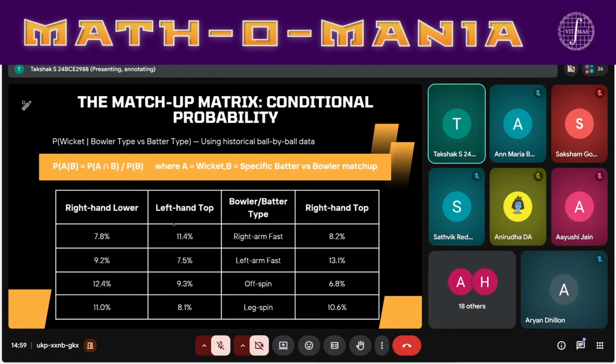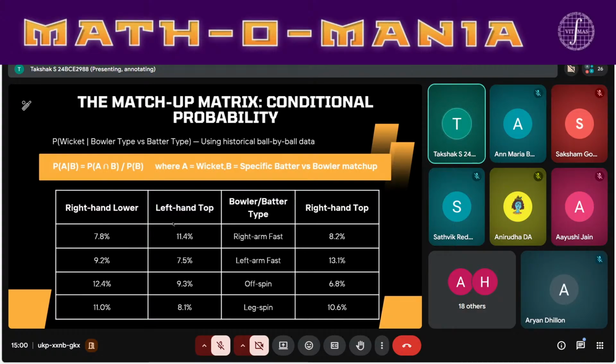Now we are going to move into one of the most mathematically rich concepts in the entire presentation, the matchup matrix, and the statistical framework behind it is the conditional probability. The formal definition from probability theory for conditional probability is: the conditional probability of event A given that event B has already occurred is written as P of A given B. The formula is P of A given B equals P of A intersection B divided by P of B.